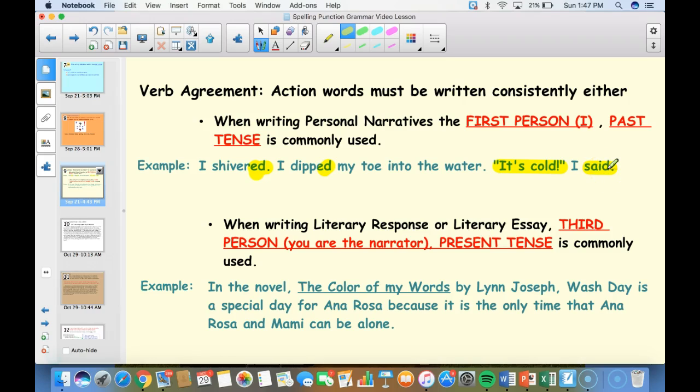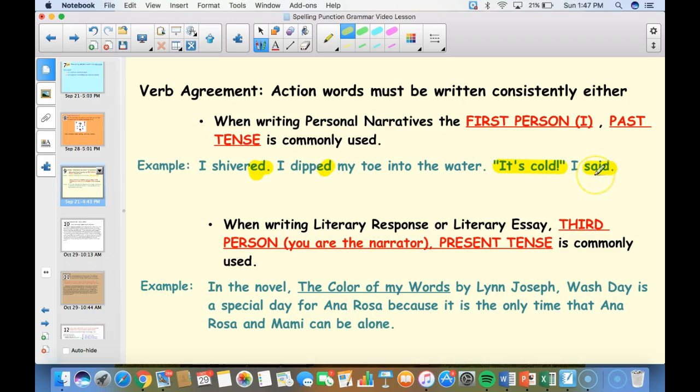When writing a literary response or a literary essay, it's a little bit different. You're analyzing a piece of text, so you're writing from outside the text. You're writing from the third person point of view, as if you're kind of like a narrator making a commentary on the text. And in a literary essay or literary response, we write in the present tense.